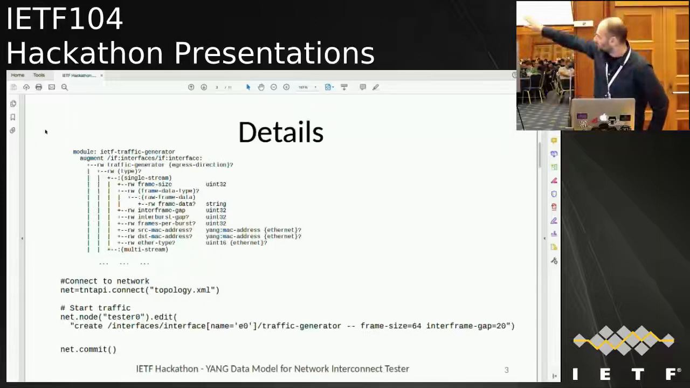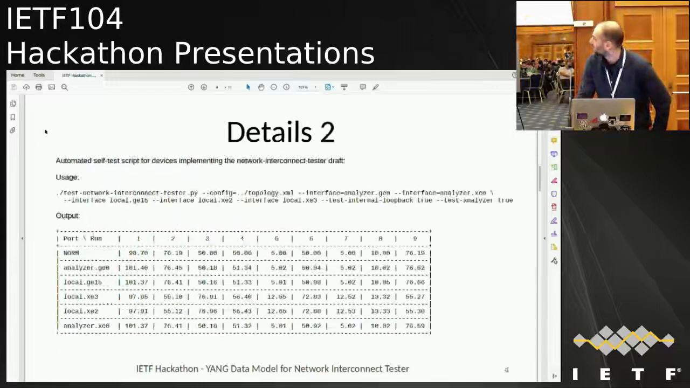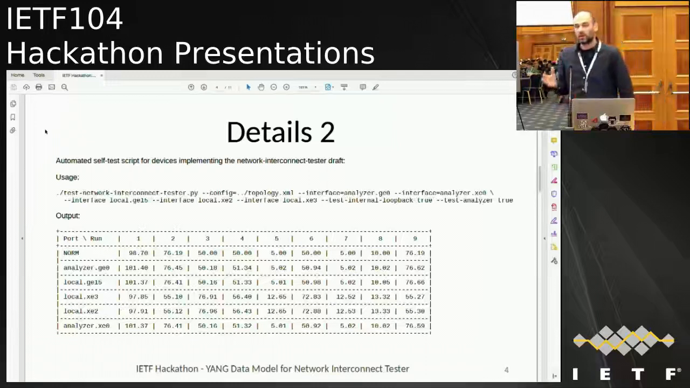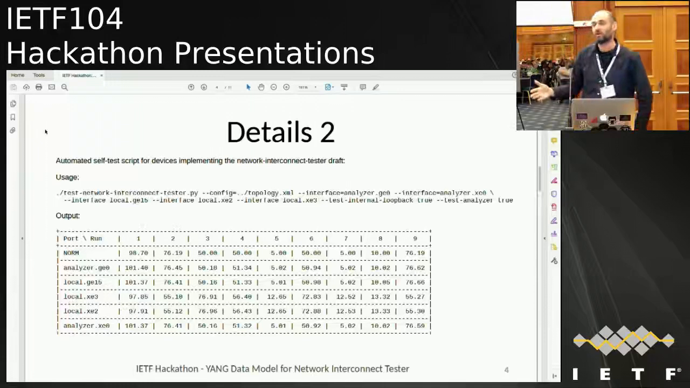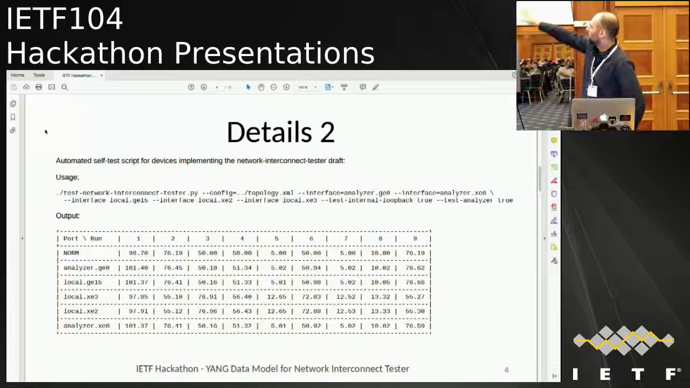And there is a test case which we use to demonstrate how it's using the draft. And one thing that is very easy with the model of a traffic generator is that you can actually write a test script that is universally validating devices that implement it. The advantage is that you can create a loopback, you can create traffic, and you can check the status in the analyzer. And then you can easily validate if the traffic generators that you have in your network actually generate what they are supposed to generate without writing a single line of code. So this test case we committed as part of the work on the project.